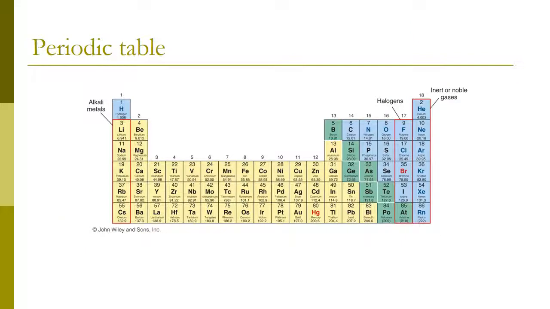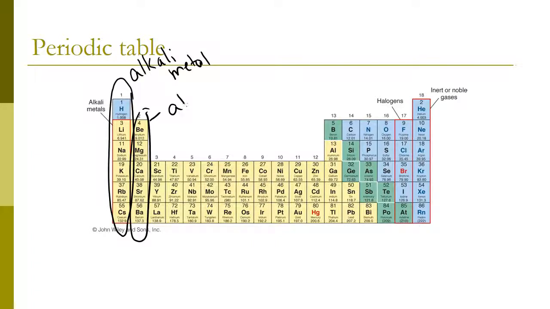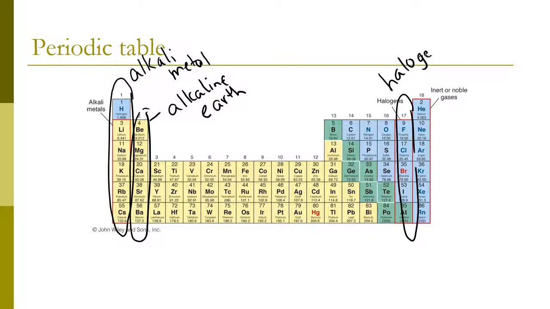So here's just a very basic periodic table. Let's point out some of the important things that we've learned. Group 1 or Group 1A, well, these are your alkali metals. Group 2A right here, these are your alkaline earth. Oh, I forgot my E. There we go, alkaline earth. Group 7A are called the halogens. And group 8A are called the noble or inert gases.